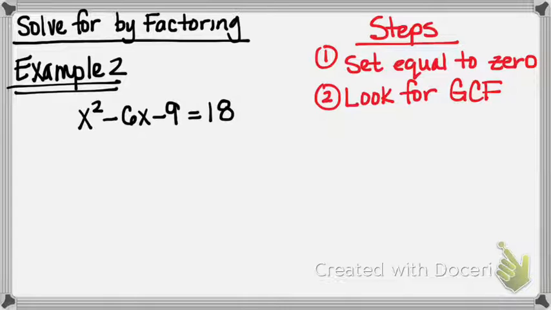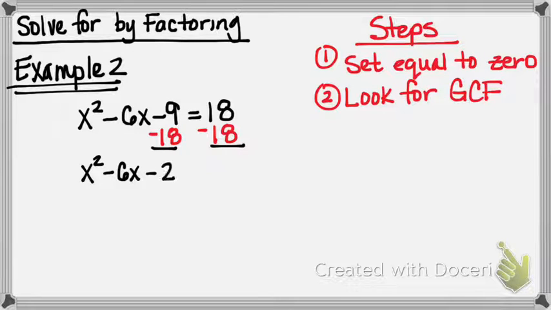Okay, so step number 1 still is the same. Subtract the 18. So let's subtract 18. So that gives us x squared minus 6x minus 27 equals 0. Now for this example, A is 1. B is -6, and C is -27. And we don't have a greatest common factor.